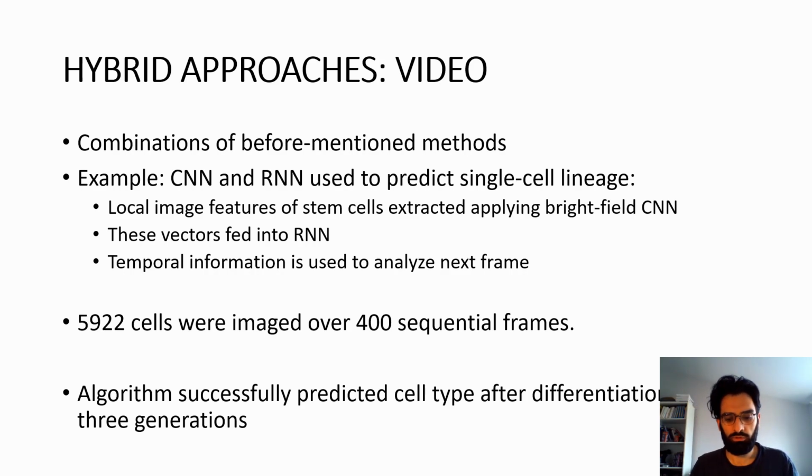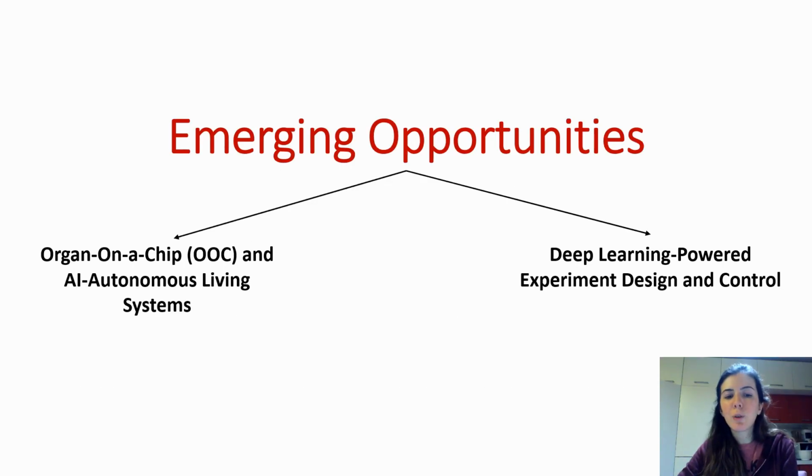Now, Fulya will talk about emerging technologies. In this part of our presentation, I will provide some information about the opportunities that arose from the connection of microfluidics and deep learning analytics. I will talk about these emerging opportunities in 2 different contexts. The first one is organ-on-a-chip and AI autonomous living systems, and the second is deep learning powered experiment design and control.